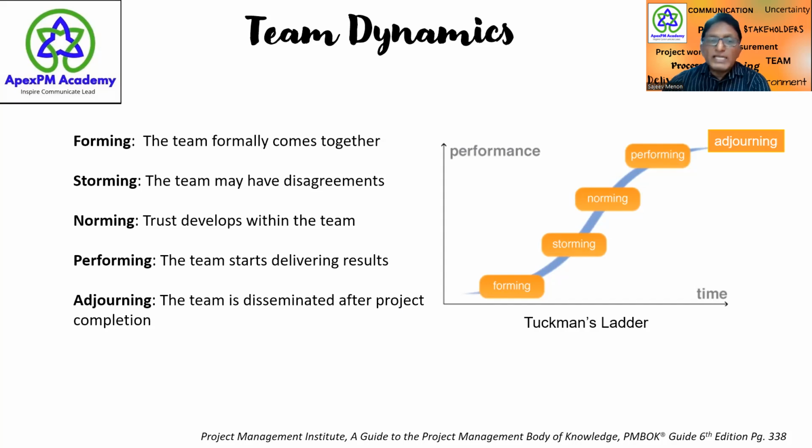The next stage is the norming stage, where slowly trust develops. People get to work together. They talk about things other than work, and they establish rapport, and they're able to work together. So trust develops in the norming stage. In the performing stage, the team starts delivering results because they are quite adapted to working together. They also spend more time together. And the final stage is the adjourning stage, where the team is disbanded after the project completion.